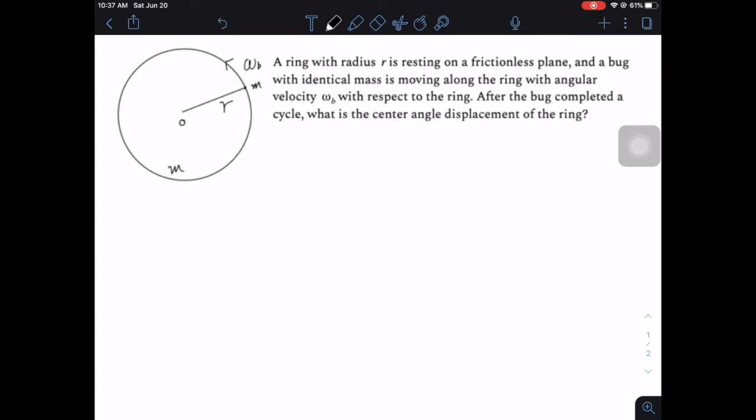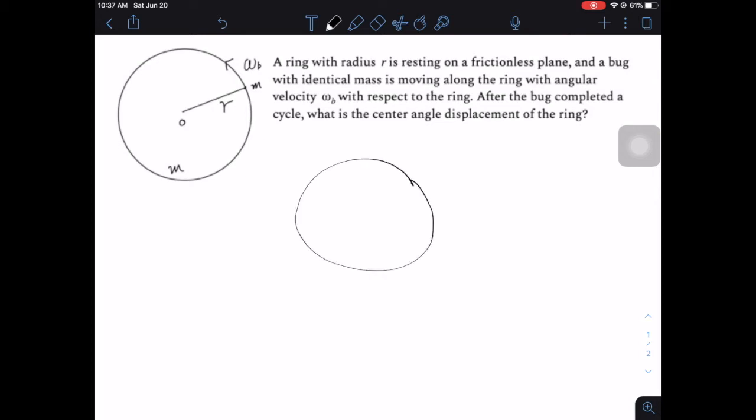It's about a ring with radius r resting on a frictionless plane, and a bug with identical mass is moving along the ring with angular velocity omega b with respect to the ring. After the bug completed the circle, what is the center angle displacement of the ring? So I want you to pause the video and try on your own. If you try, come back to the video and I want to show you how I did it.